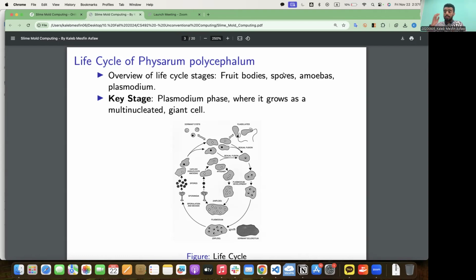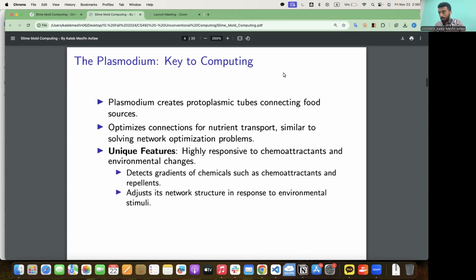During that plasmodium stage, the slime mold divides its nuclei without dividing its cell. So it's kind of the same as a single cell, but with so many compartments. And it's the interaction of those compartments with each other and their direction of flow which makes the algorithm, mimicking the way it solves problems.